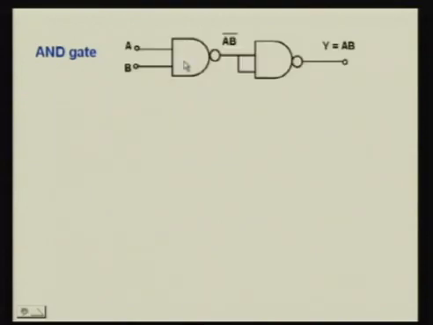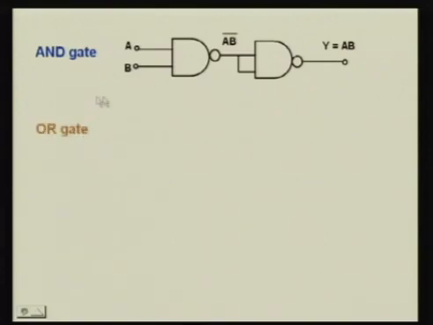NAND gate as an AND gate. How can we realize an AND gate using just NAND gates? We want to get at the output AB. If we give A and B to the first NAND gate, that will be complemented as AB bar, and if we again take the inverse we can get AB. So if we use the second NAND gate as an inverter, as a NOT gate, then we will be getting the output as AB. So it is very easy. This is how we can use a NAND gate as an AND gate.